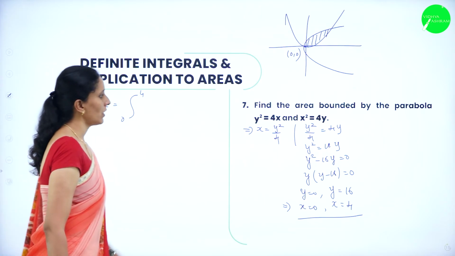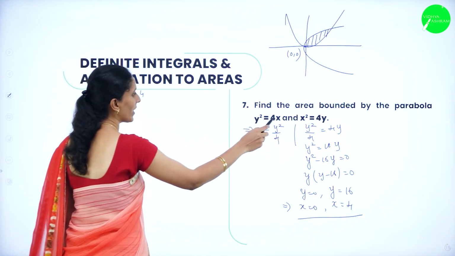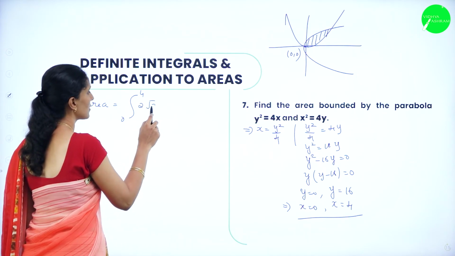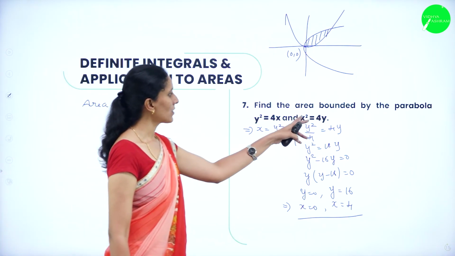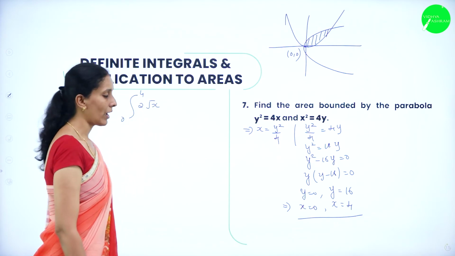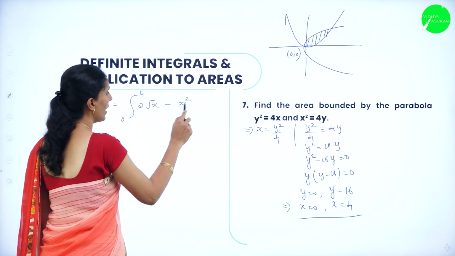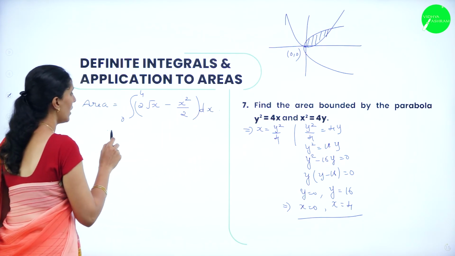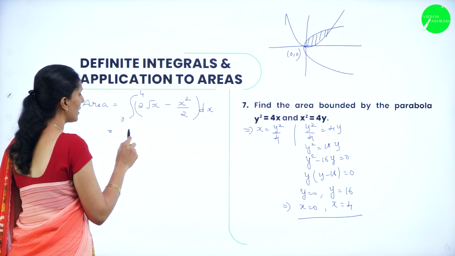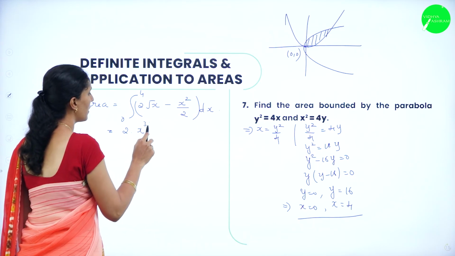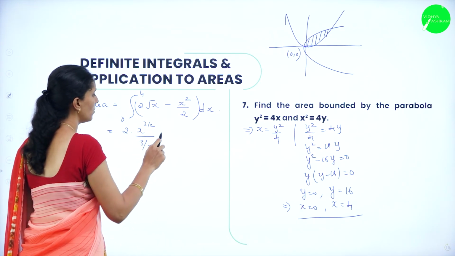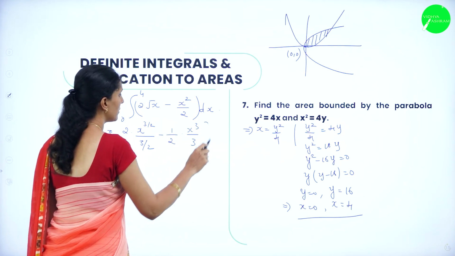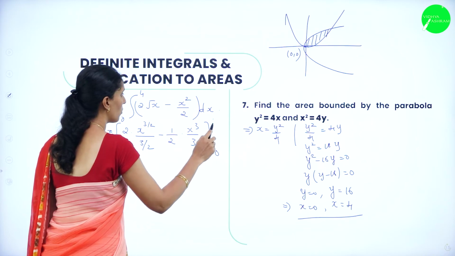to 4. So let me take the first function. We have y square is equal to 4x. So what is y? It is 2 root x. Next we have x square is equal to 4y. So what is y? It is x square divided by 2, into dx. So therefore here we get 2 into x to the power 3 by 2 divided by 3 by 2, minus half into x cube divided by 3, integral from 0 to 4.